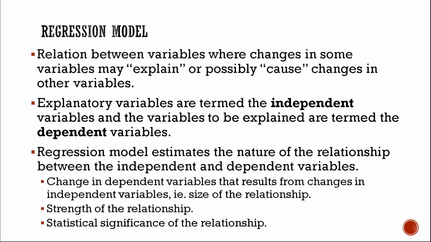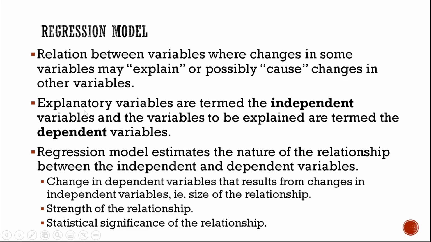When you say regression model, it simply describes the relationship between two variables, where changes in some variables may explain or possibly cause changes in other variables. So that means we have two types of variables here: the one that changes depending on the other variables, and the other one which is a fixed value. The explanatory variables are termed the independent variables.